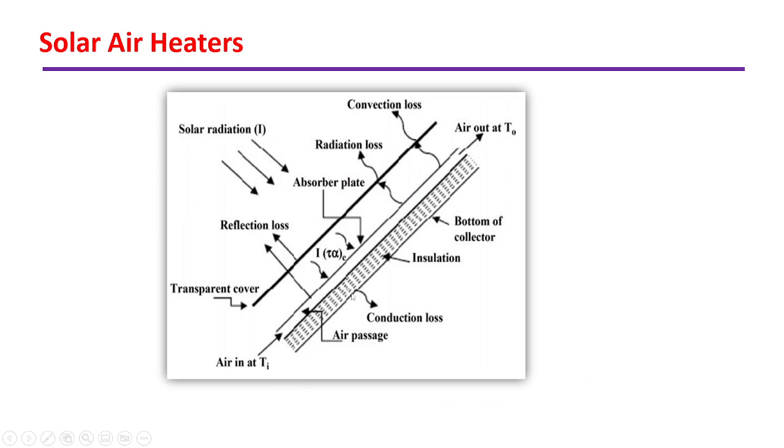At the absorber plate side, we will have passages for the air, and the air will be passed from one side to another. Based on the type of air flow, or the channel we are providing to flow the air inside the solar air heater, we can differentiate it into two or three parts.